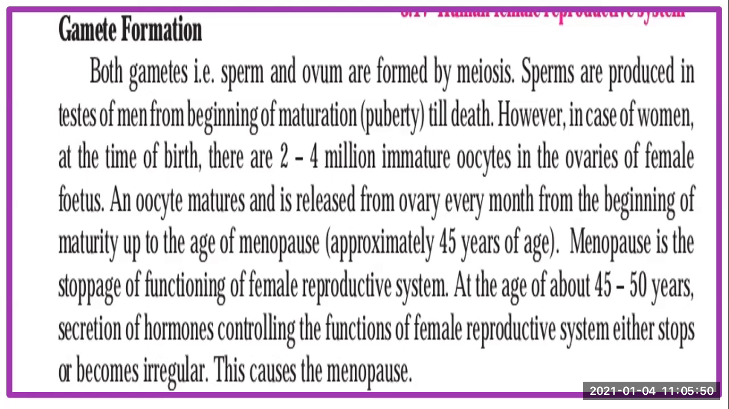So it all depends upon the hormone secretion which is required for the ovaries to be functional as well as to remain reproductive. Once these hormones change their pattern of secretion or stop secreting, the female has to face the condition of menopause, that is, a change from the reproductive to the non-reproductive condition.